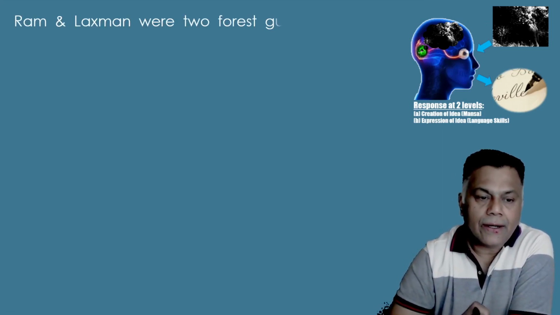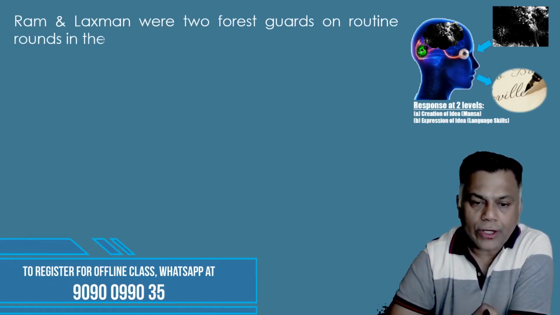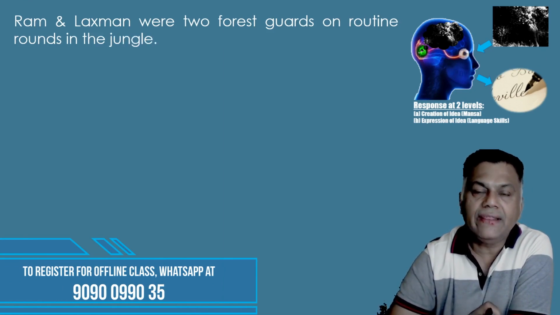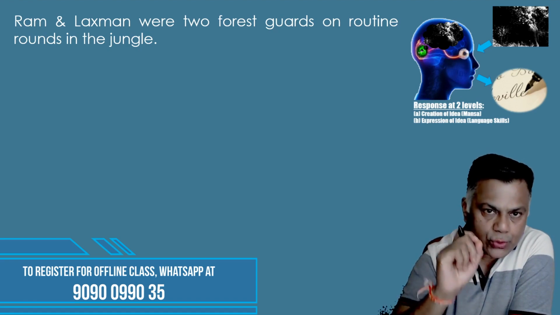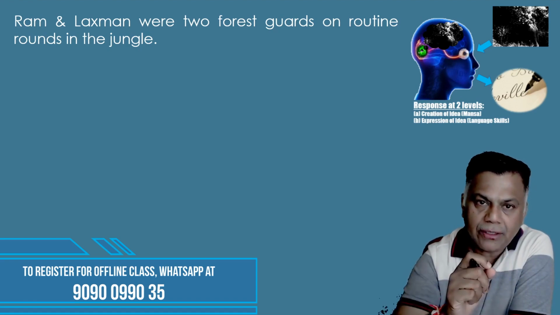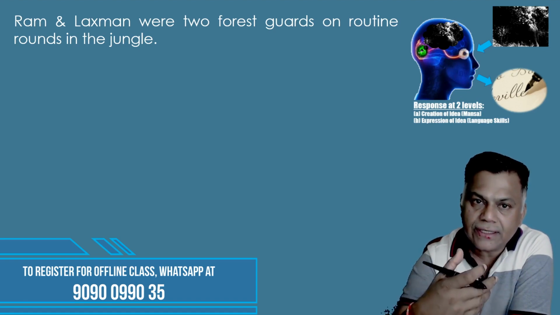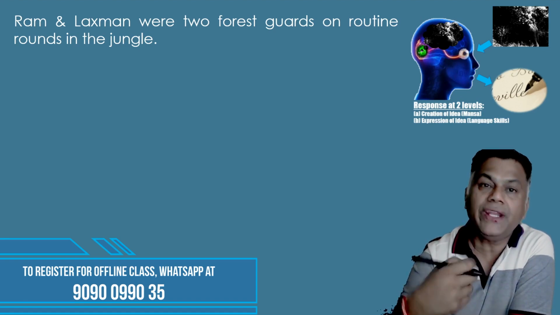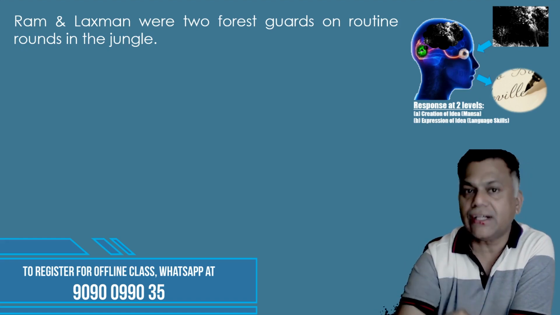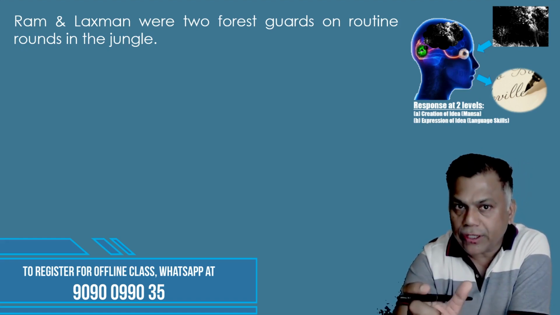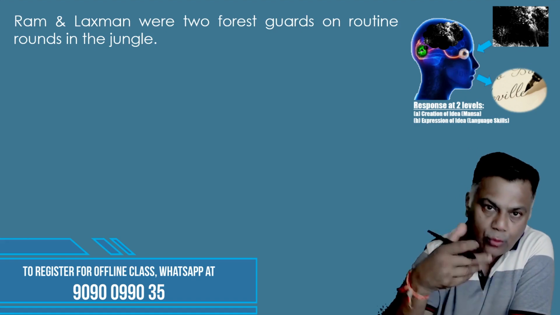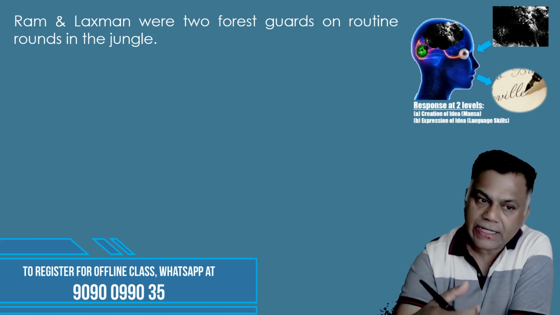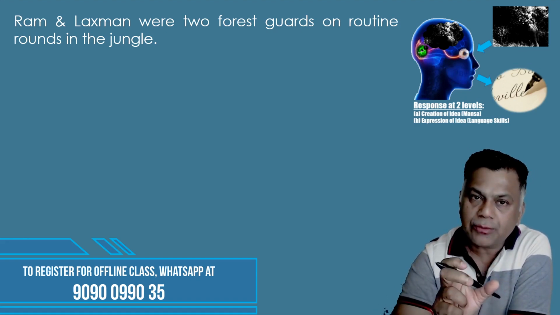He says, Ram and Lakshman were 2 forest guards on routine rounds in the jungle. So on the given picture, he creates 2 characters, Ram and Lakshman. The tasking is they are forest guards, and what are they currently doing? They are doing routine rounds. Where? In the jungle. How are they doing it? It's not given. In fact, in the picture we have seen that they are on the elephant, but it's not mentioned here. So we don't know the mode of patrolling, but it's clear that there are 2 characters, Ram and Lakshman.